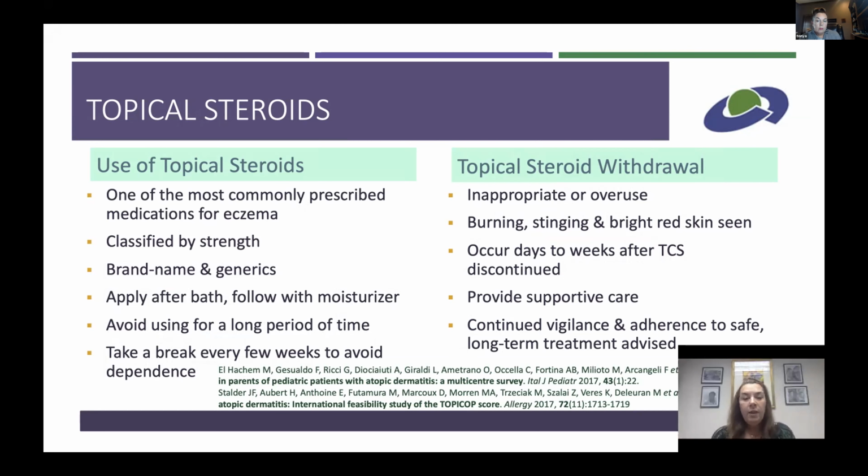Unfortunately, a segment of patients actually have topical steroid withdrawal, and that can be due to inappropriate overuse or inappropriate use over time. It could be due to poor education or awareness about the side effects of TSW, and it can occur even days to weeks after those topical steroids are discontinued. So it's important as a nurse to recognize that burning, stinging, bright red skin that comes with TSW and provide the supportive care on how you should address that as a patient.